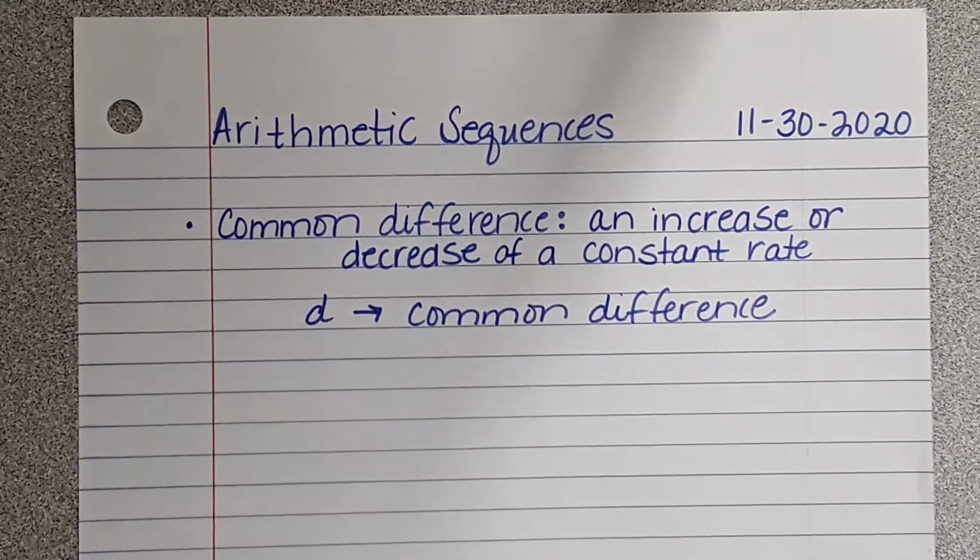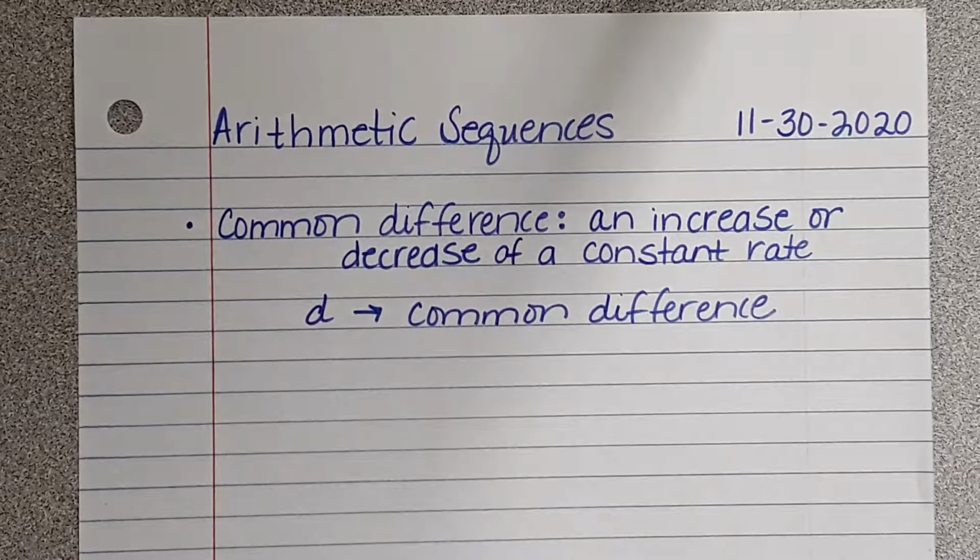Okay, so an arithmetic sequence. Arithmetic is the operation. Arithmetic is what describes the type of sequence, okay? So there's geometric and there's arithmetic. So this is an arithmetic sequence. And the first thing that we're going to start with is the common difference. And that is an increase or decrease of a constant rate. And if you see the D, it means common difference.